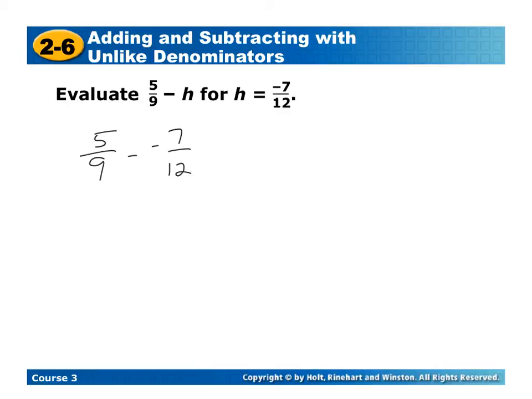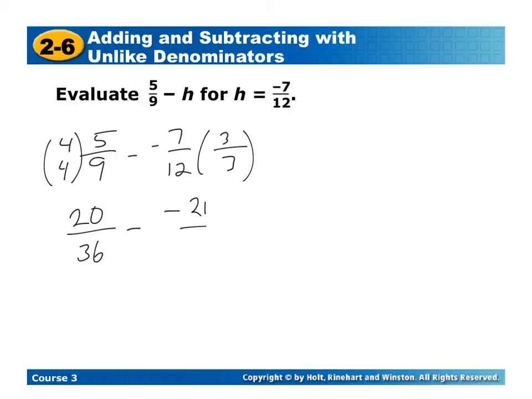So a number that 9 and 12 both would multiply into would be, for example, 36. So I'm going to multiply this by 4 over 4, and I'm going to multiply this by 3 over 3. 4 times 5 is 20, 4 times 9 is 36, 7 times 3 is 21, 12 times 3 is 36.